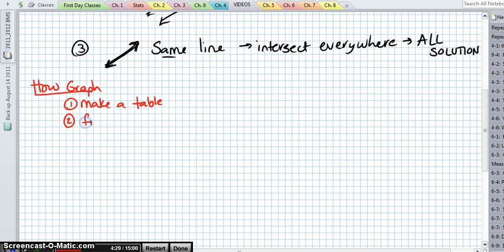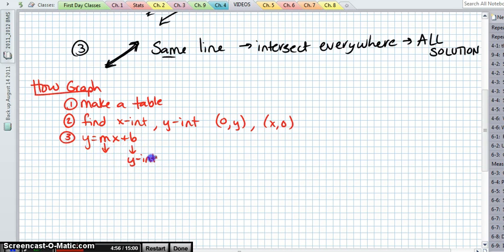Or you can find the x and y intercepts. Substitute a 0 in for x and come up with your y intercept, or substitute a 0 in for y and come up with your x intercept. Again, you graph those 2 points, you draw your line. Or you can work with an equation in slope-intercept form. You can graph your y-intercept and then use your slope to figure out another point, and voila, graph your line.